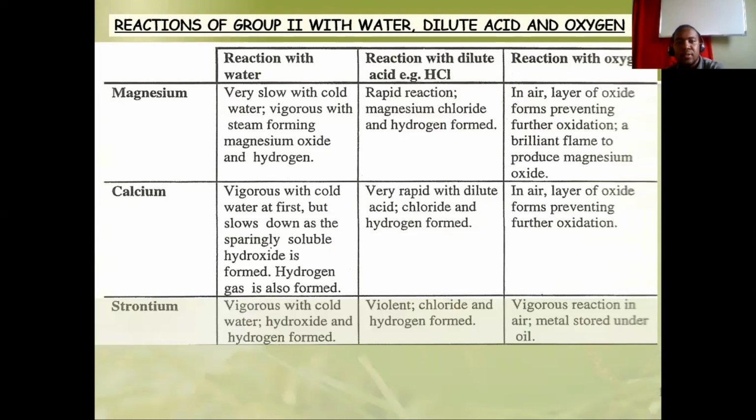Strontium reacts vigorously with cold water, forming a hydroxide and hydrogen gas. With dilute acid, it's violent. It produces a chloride and hydrogen gas, and it's a vigorous reaction with oxygen.